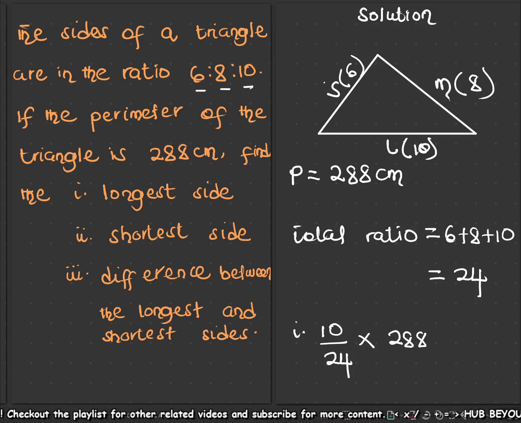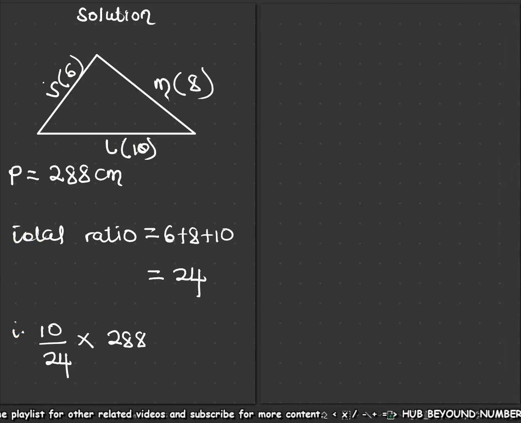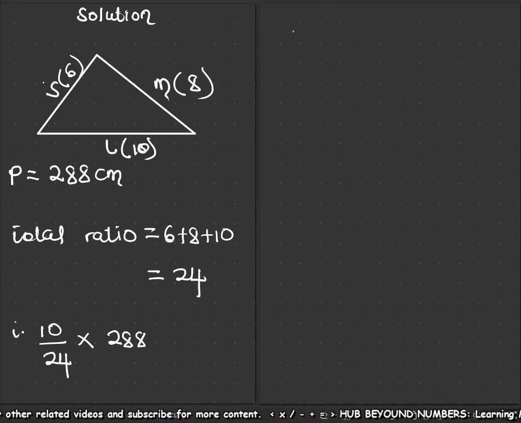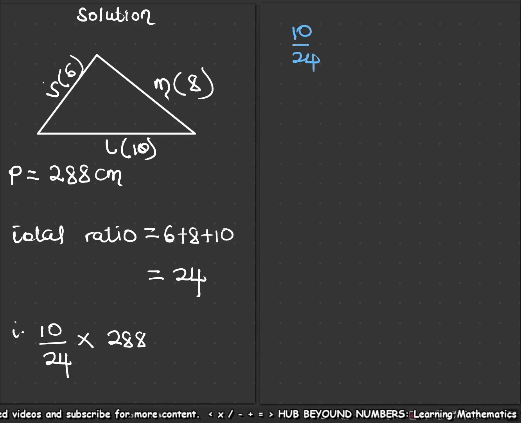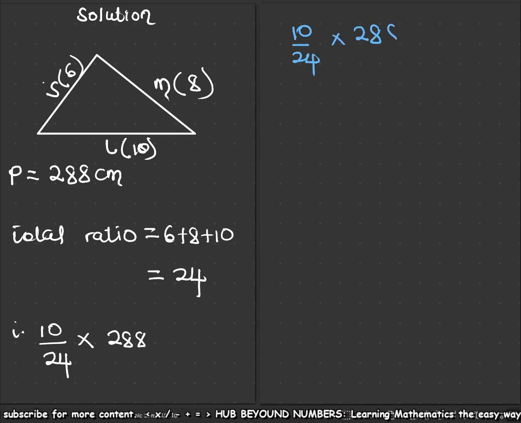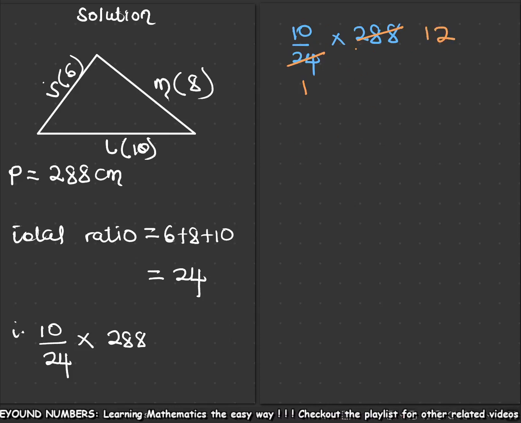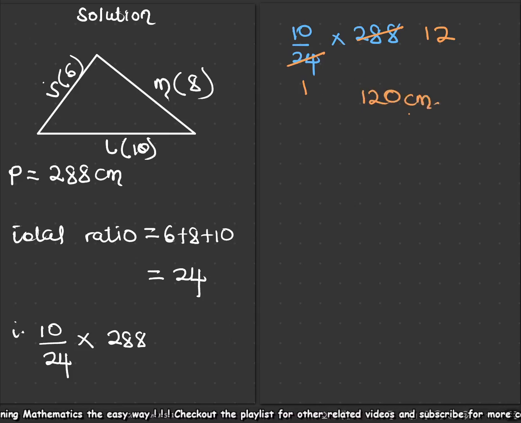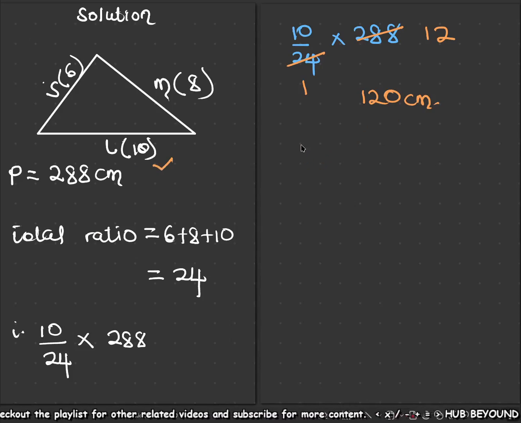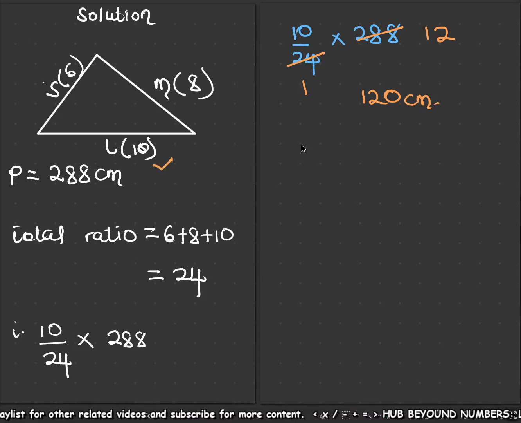So if we want to solve this one, we say 10 over 24 times 288. We can choose to simplify. 24 divides itself once and divides 288 12 times. So we now have 12 times 10, and that gives us 120 centimeters. So it means the longest side, this one here, is actually 120 centimeters, right? And that is it. You are done with the first part of the question.